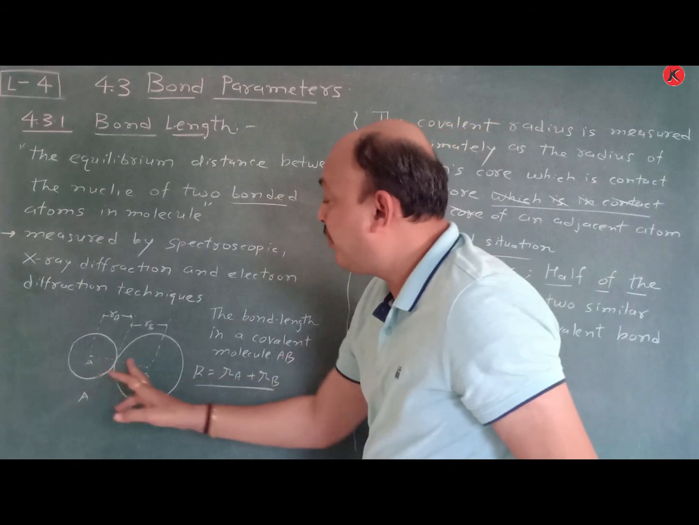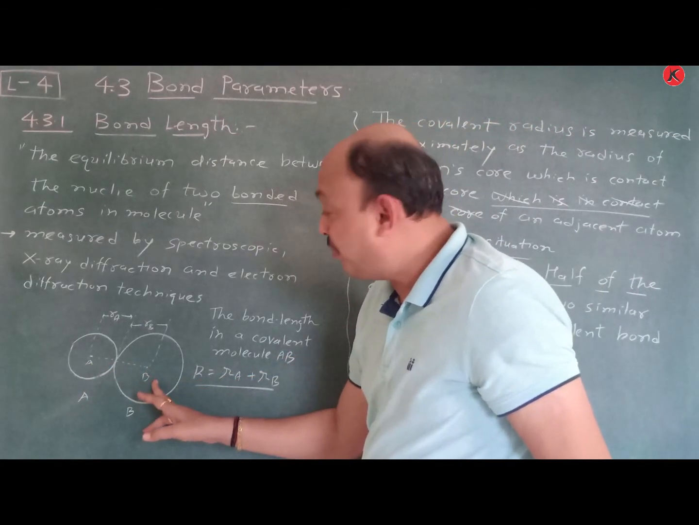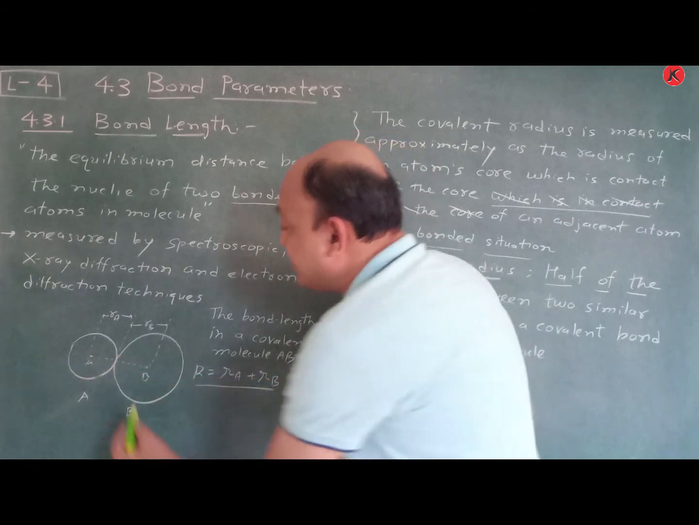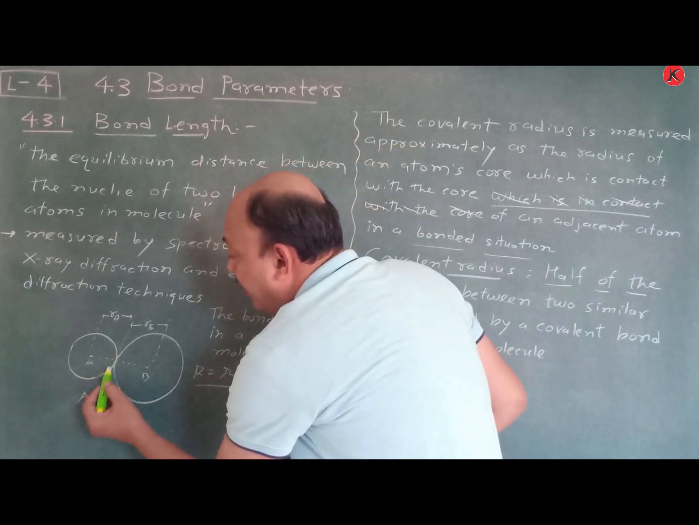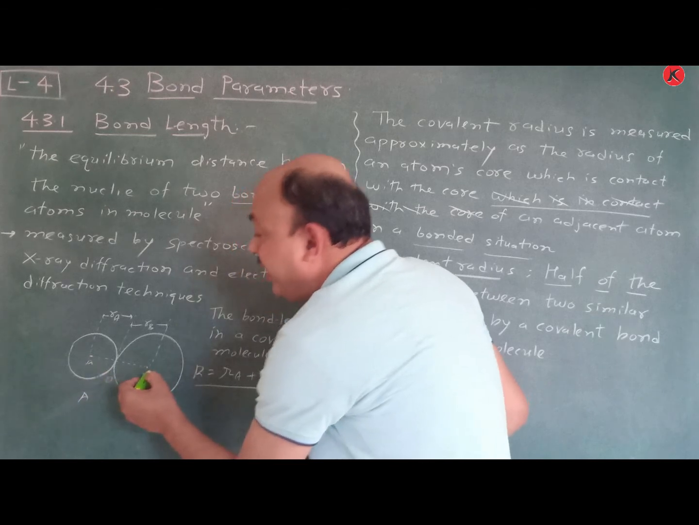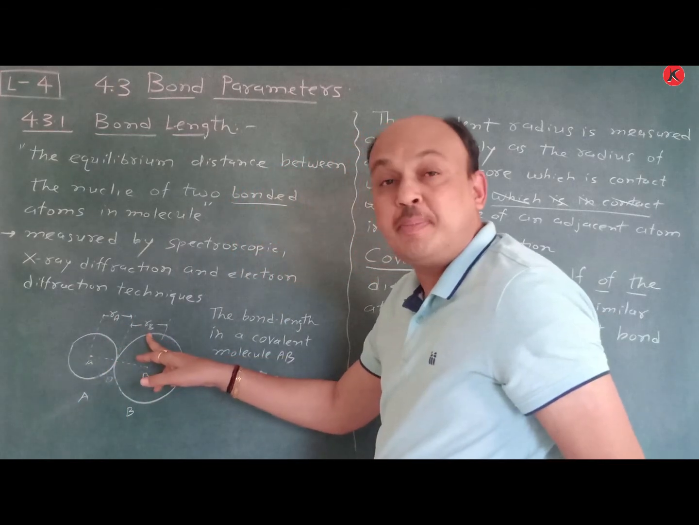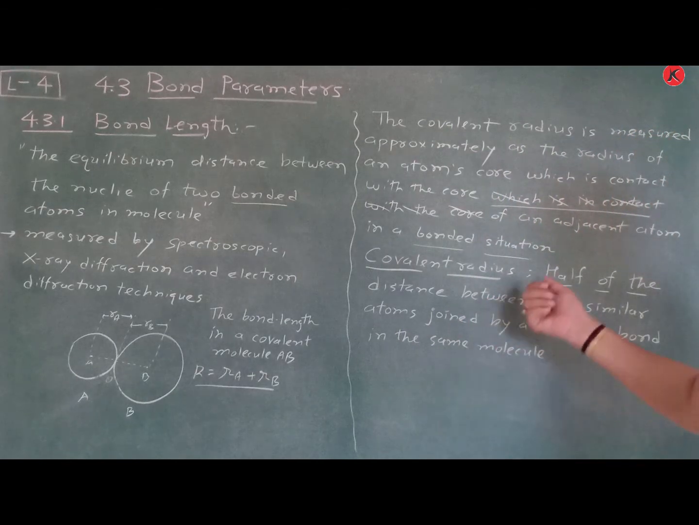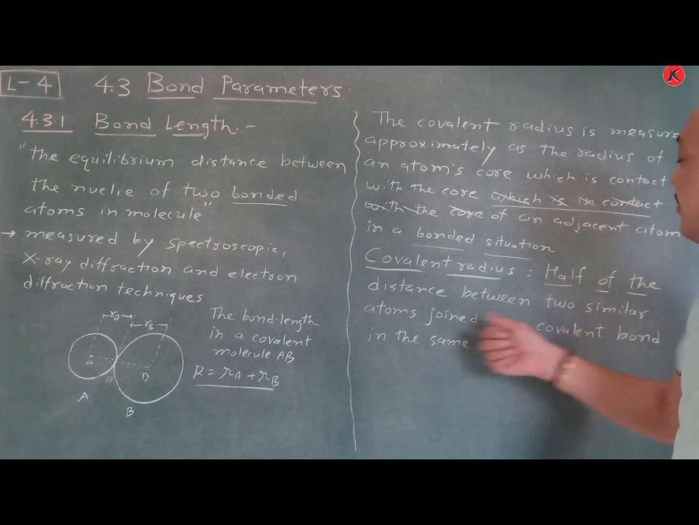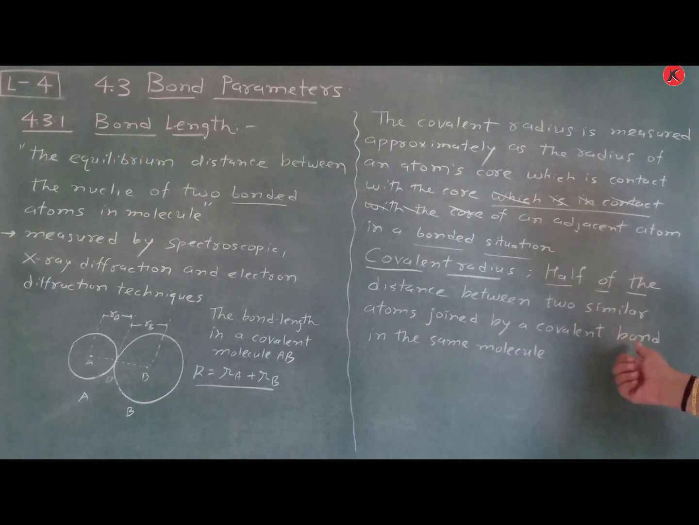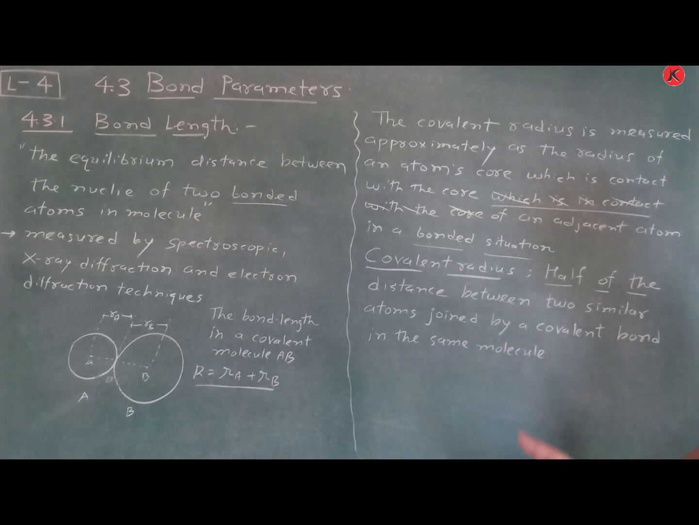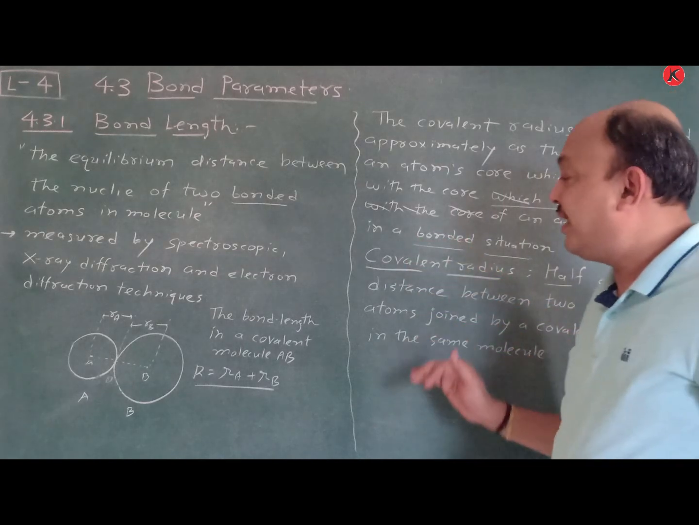Suppose we consider this atom A and this atom B, in the same molecule, joined here. Suppose we consider this center as O. Then AO plus OB, or RA plus RB, divided by 2. Half of the distance is written. So half of the distance between two similar atoms joined by a covalent bond in the same molecule is known as covalent radius. So this is all about covalent radius.